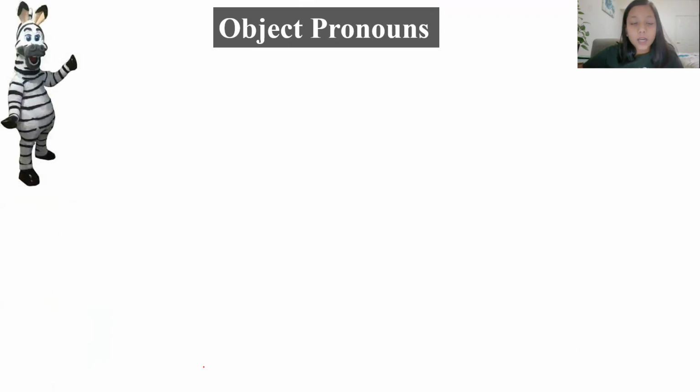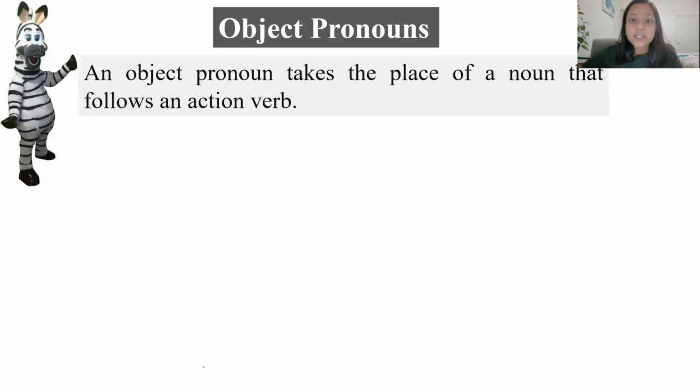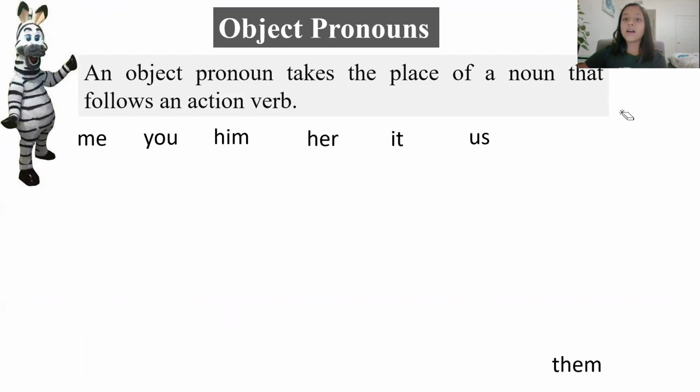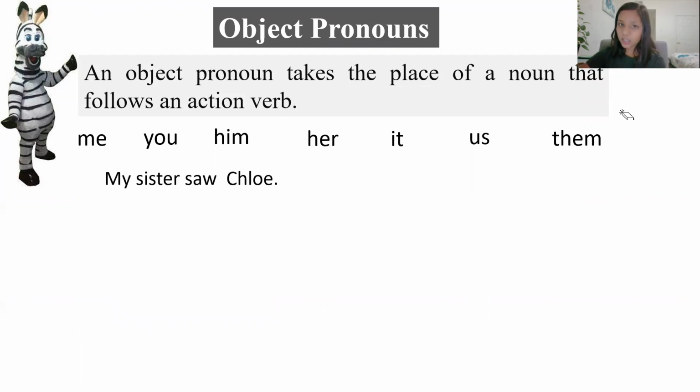An object pronoun takes the place of a noun, the noun that follows an action verb. So remember, an object pronoun is the person, someone, or something that receives the action. Some words that we could use for object pronouns are me, you, him, her, it, us, and them. Like my sister saw Chloe.